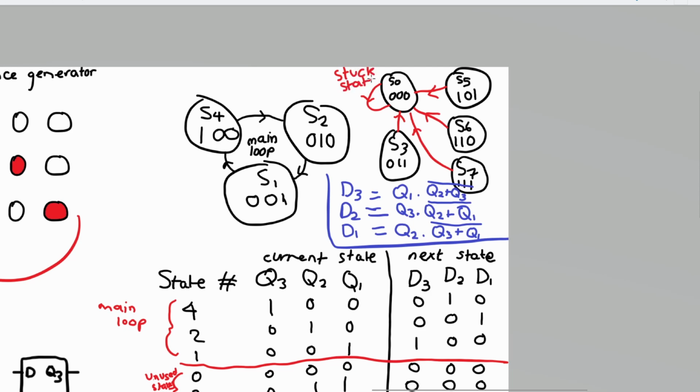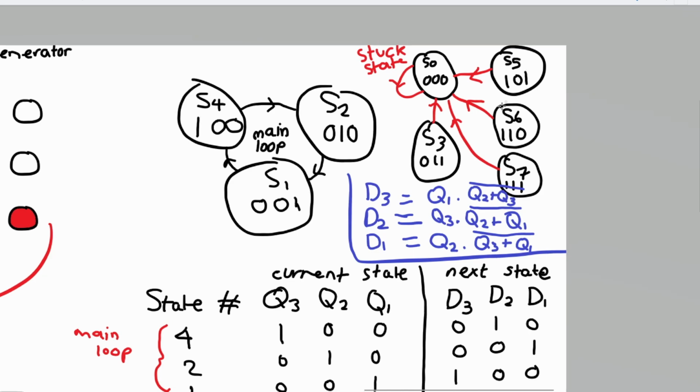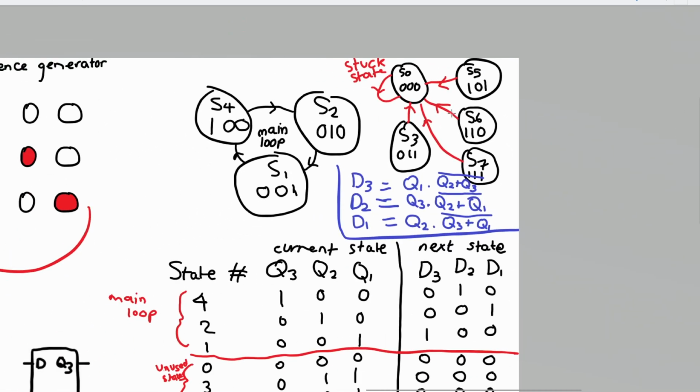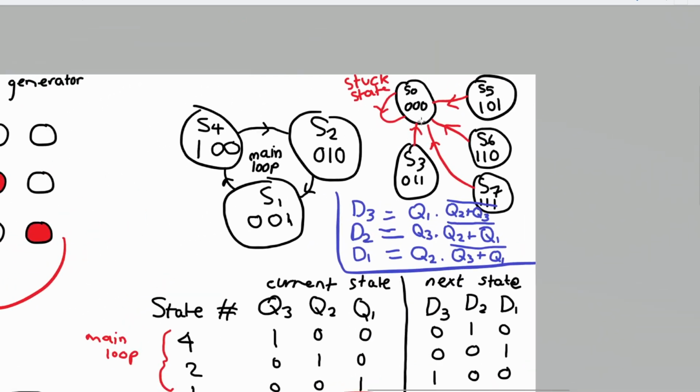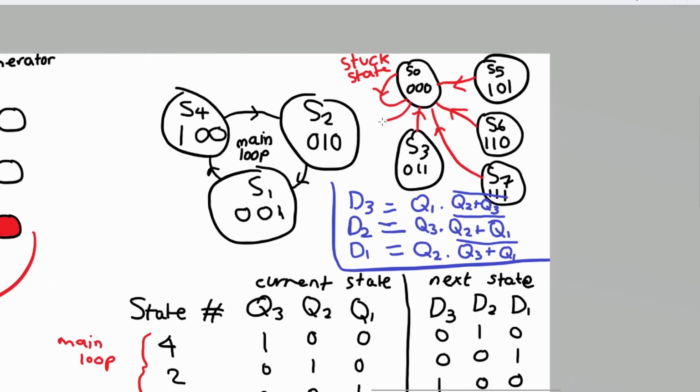The reason why it's known as a stuck state is because it will never feed back into the main loop, and the main loop is what we want. We don't care about these unused states, we don't want them. So if it did start up in one of these 5 states, it will just end up being 0, 0, 0 forever. We want to design a circuit that leads this into the main sequence.